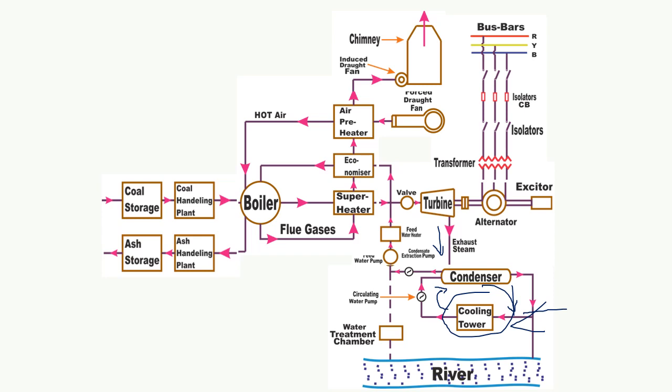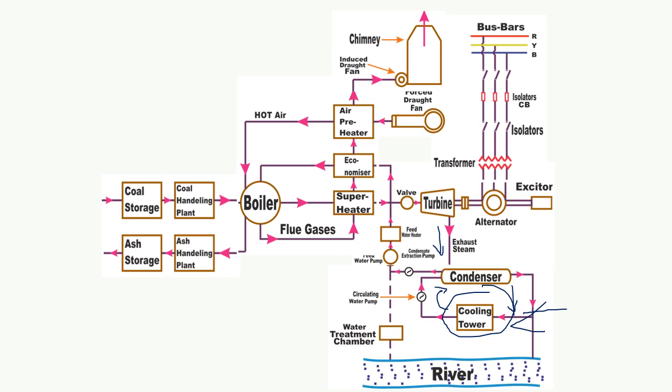There are different types of cooling towers, and you can write them down. These are natural draught cooling towers. The next is forced draught cooling towers. Okay, draught. And the third is induced draught cooling towers. So these are the different types of cooling towers.